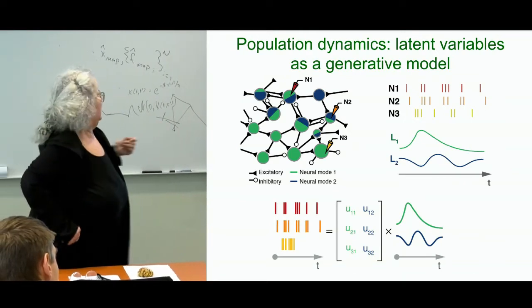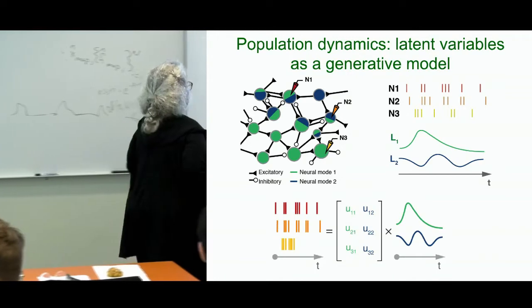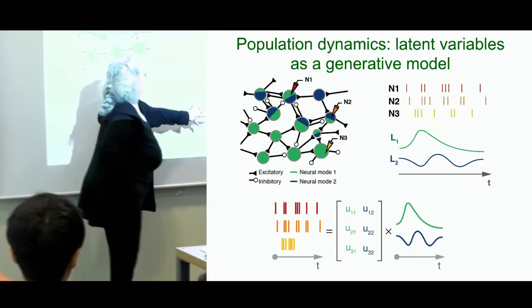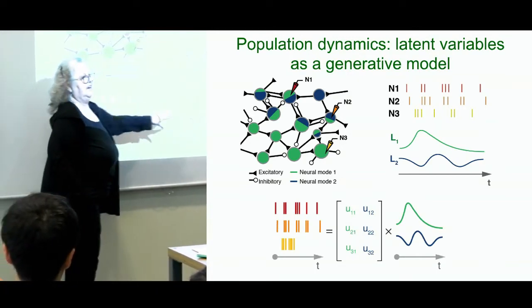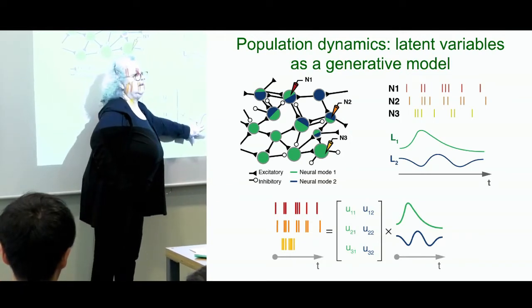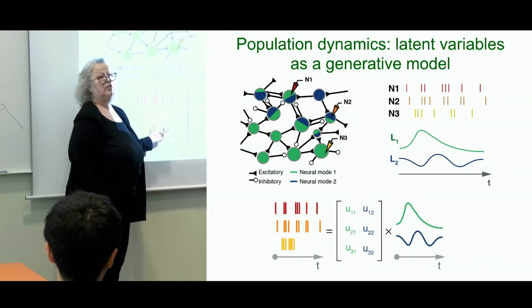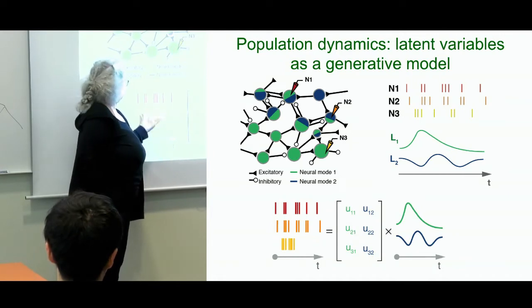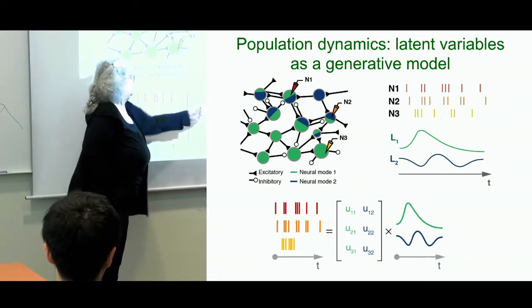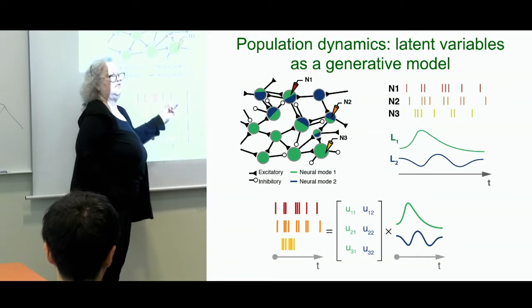In the language that Jonathan was using, this would be my P of X, and this would be my P of Y given X. So this is how the latent variables are evolving in time, and this is how the observable variables, which are the firing rates, evolve. Of course, it's a continuum to continuum model, and you will get firing rates as a function of time.